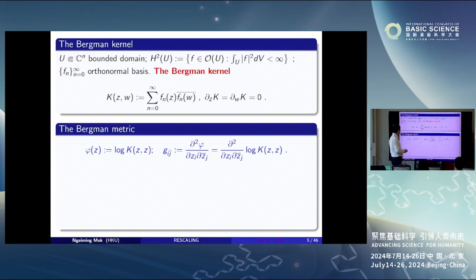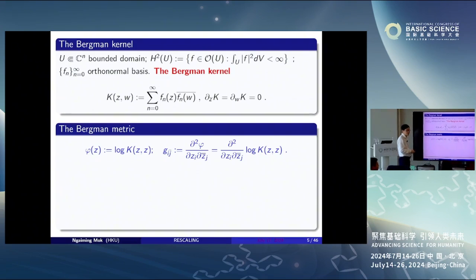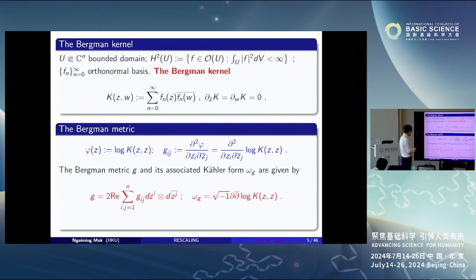The point, however, is that this function actually does not depend on the choice of orthonormal basis, and this you can show by using the reproducing property. And then you can define the Bergman metric by simply taking log K(z,z). So for instance, on the disk, it's minus log, up to a constant, of 1 minus the absolute value of z squared.